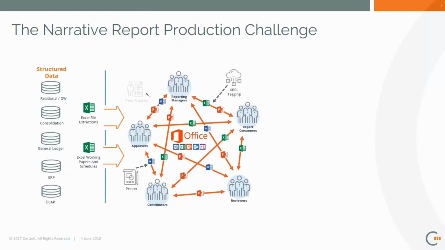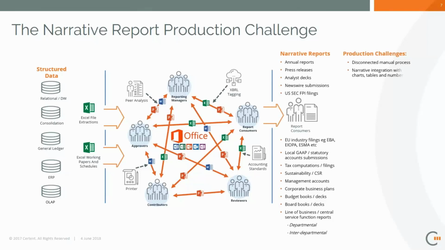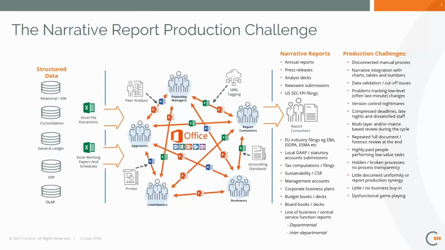So as you can see on the slide that's building in front of you now, these days most organisations have a wide variety of structured numerical data sources. It's relatively easy to extract that data from those source systems. But the problem comes when you need to incorporate it into your narrative reports using Microsoft Office. At that point, users tread on each other's toes as they struggle to engage with both each other and the data itself. We call this process a disconnected manual process, also known as organised chaos.